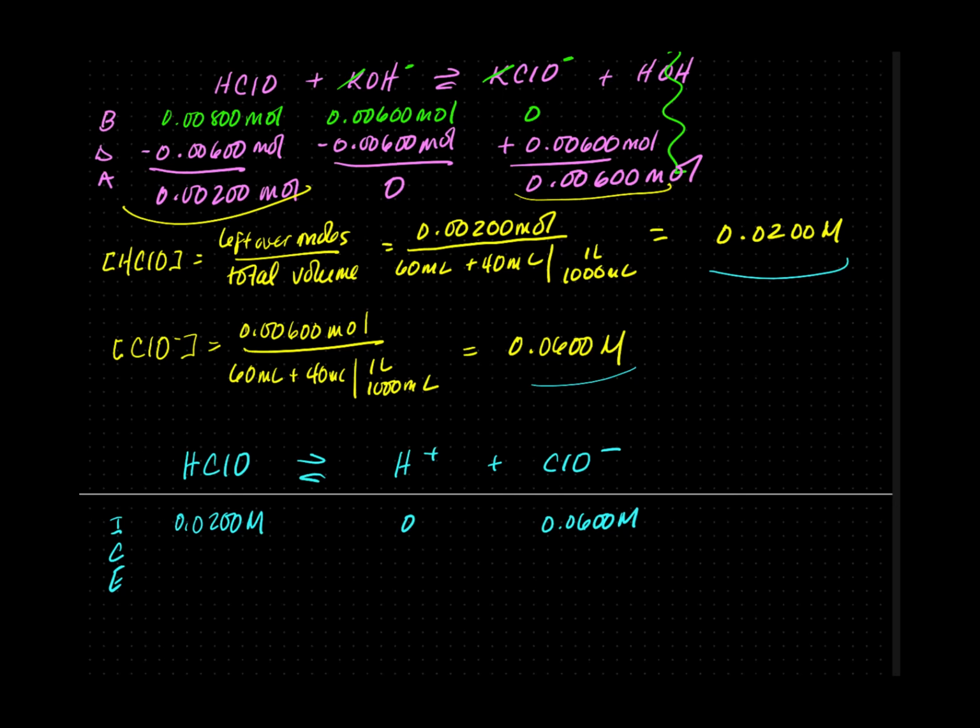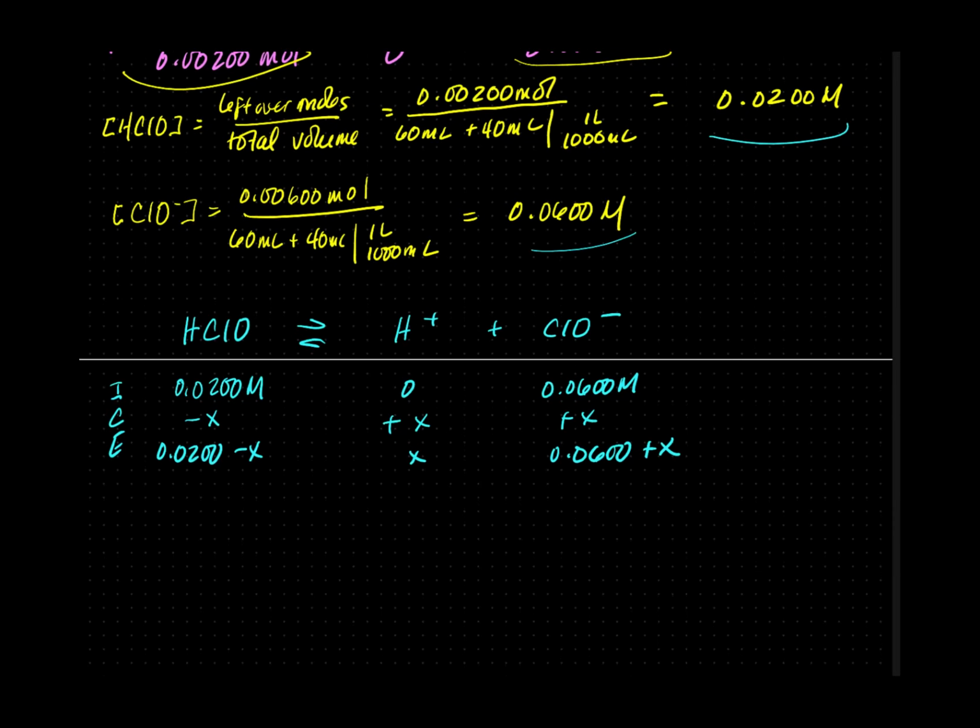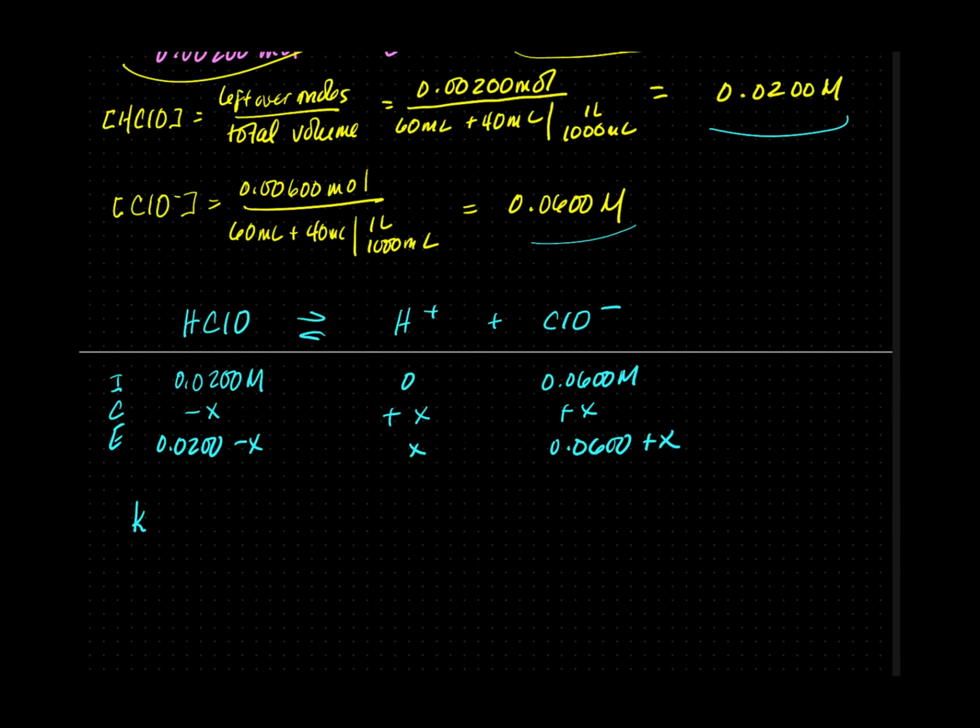So the change is going to be minus X on the left side and plus X on the right side. To determine the equilibrium, I add the initial and change. So that's going to be 0.0200 minus X, and 0.0600 plus X. Now we go back and write our equilibrium equation. Ka, because it's an acid, is going to be products over reactants. So this is H plus times ClO minus divided by the reactant, HClO.